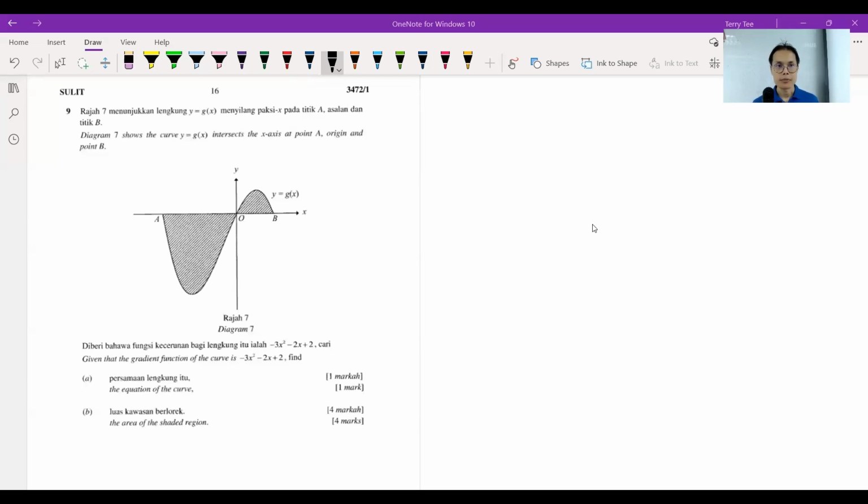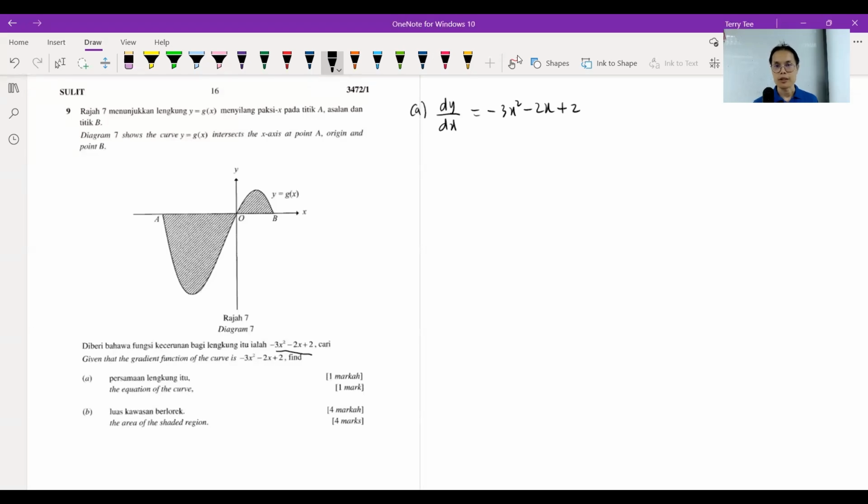Okay, question number 9. Rajah 7 menunjukkan lengkung y equals g(x) menyilang paksi x pada titik A, asalan dan titik B. So this is a chapter from Pengamiran, integration. So diberi bahawa fungsi keturunan lengkung is this. Fungsi keturunan is what we call the gradient function, is your dy/dx. Yeah, your dy/dx is negative 3x squared minus 2x plus 2.